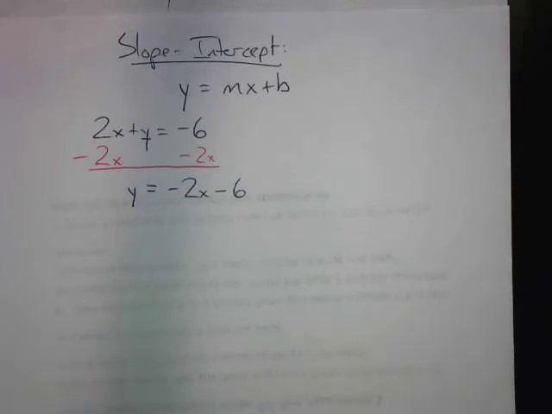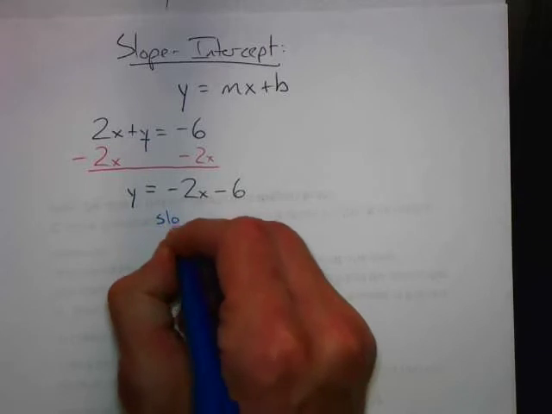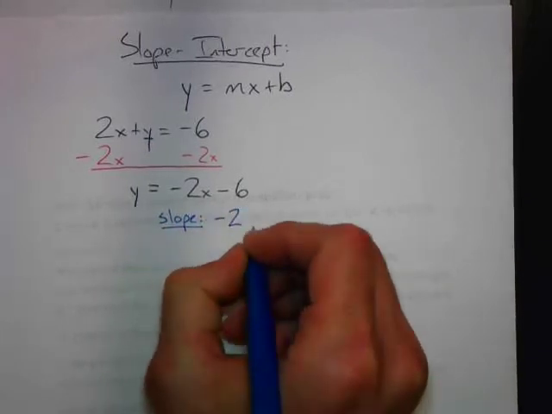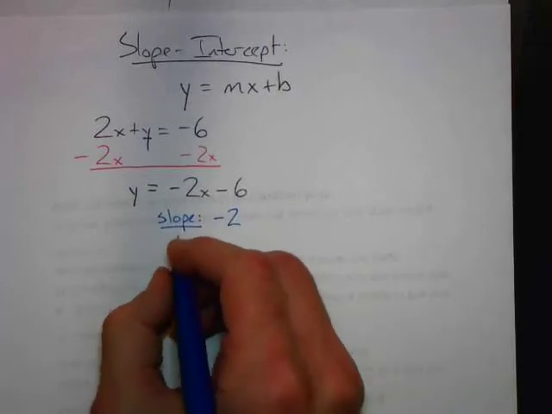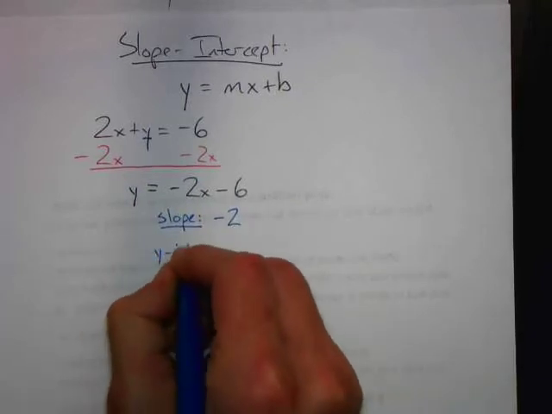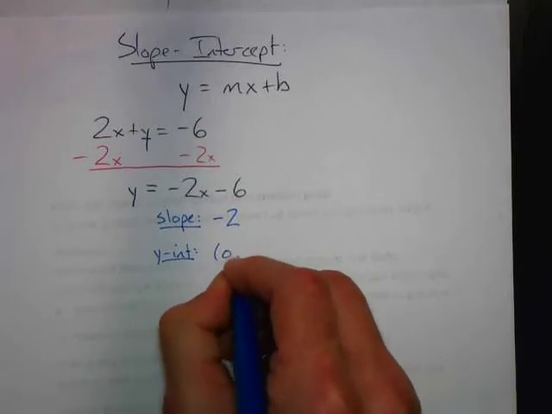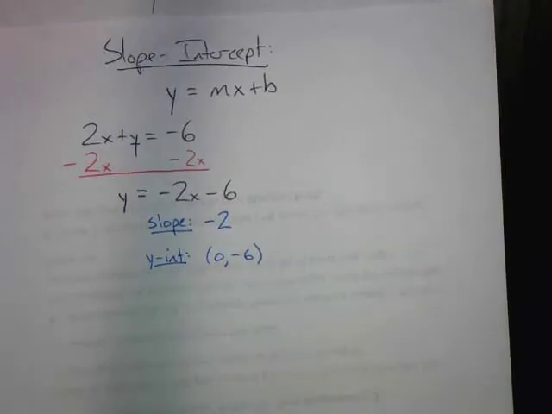Now with our equation this way, we can identify a few key elements. The first is the slope. The slope is negative 2. The second element is the y-intercept. The y-intercept is negative 6. So we know these two elements from looking. With that, we know that we can graph.